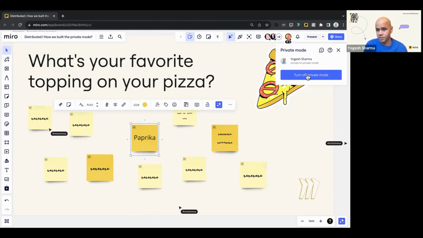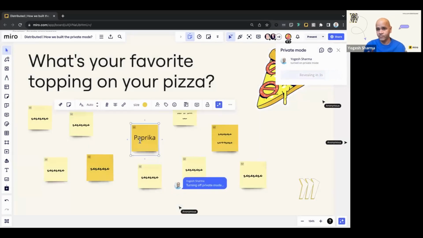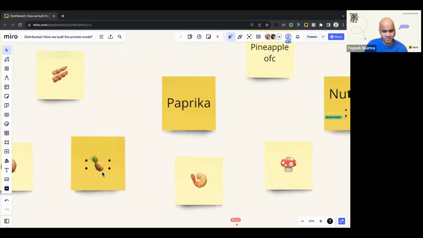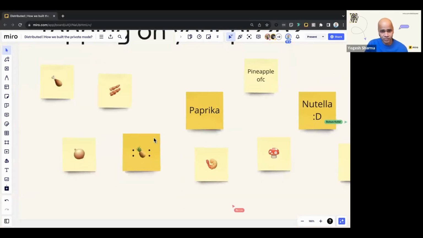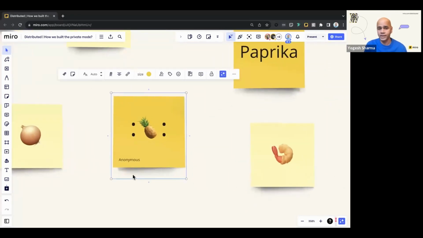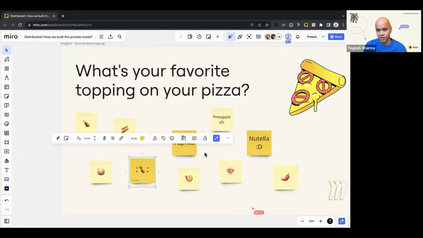Now that everybody's done, I'll turn off the private mode, and it turns off the private mode for everyone. They get 5 seconds to be ready. All the cursors come back with the names, and all the content is, oh, interesting. I didn't know people in my team like ananas, or pineapple, on their pizzas. But because the session was anonymous, even if I turn on the name of the author, it is always going to say anonymous. There is no way I can find out who this person is who likes pineapples on pizza. So this is a little bit of how the feature works.